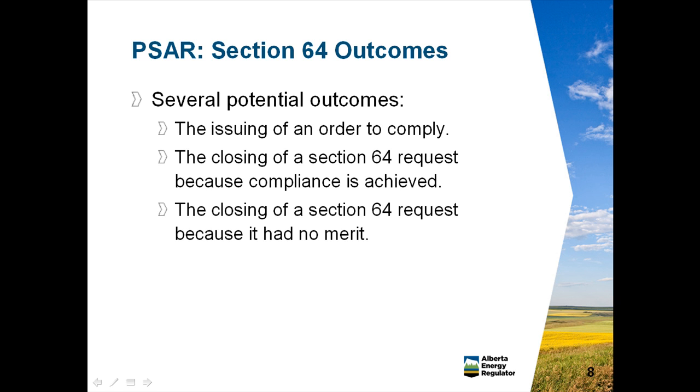So as I mentioned, the first would be if we find that the company has not complied with the term or condition, we may issue an order to comply. There's also two outcomes where a Section 64 request could be closed. The first is if compliance with the term or condition is achieved during the process of a Section 64 request. So if the company is made aware that a term or condition hasn't been met, they may just go out, do it, and that would resolve the issue. The other piece we can do is close it because we determine that the Section 64 request had no merit. So that can be as simple as the landowner suggested that a term or condition wasn't being met, but that term or condition isn't found in the agreement, so there's no merit to that particular request.